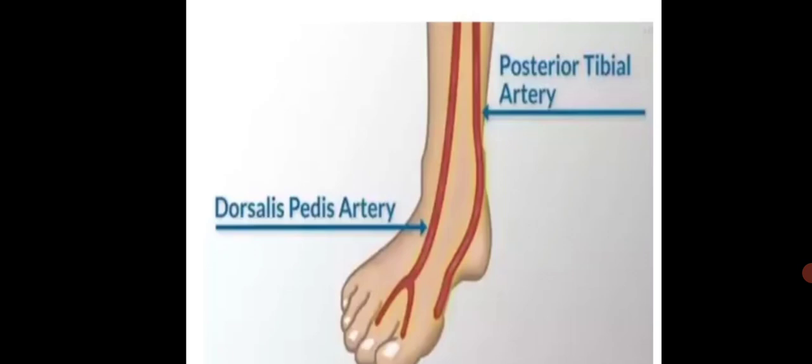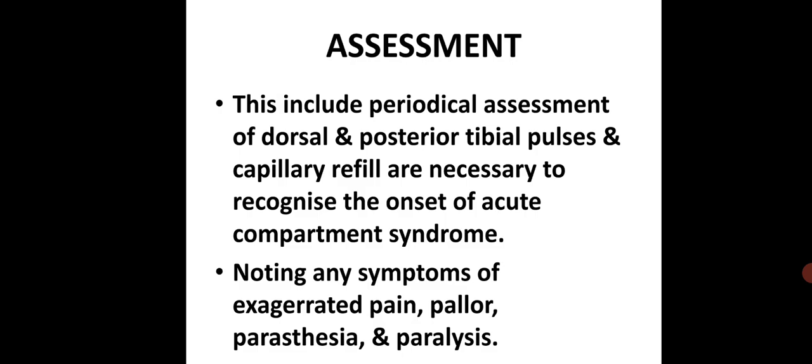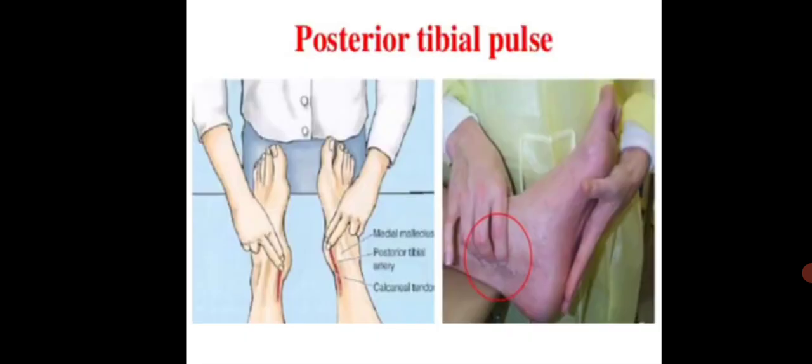The dorsalis pedis artery and the posterior tibial artery. These are the two assessment sites for checking the pulses. So you can see that behind your medial malleolus you can assess the pulse, the posterior tibial pulse.